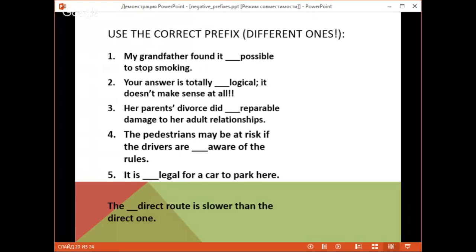There are different types of routes. There is the direct route and there is the opposite of direct route. So it's your job to use the correct prefix, guys. Have a look at them, those words. And we're going to check in a minute.